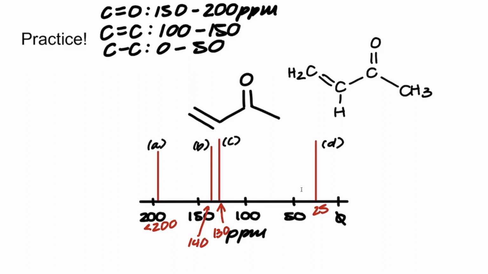So now that we know these things, we can look at our structures. Immediately we're going to see there is really only one peak in the range of 150 to 200. And that's going to be our C to O double bond. So this carbonyl carbon has to be our A.